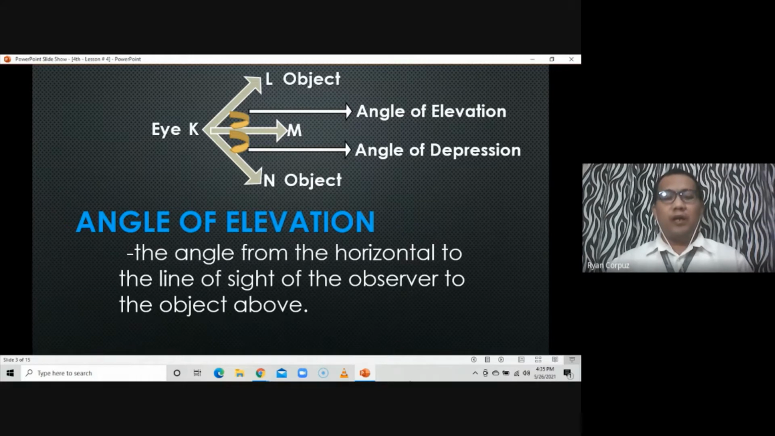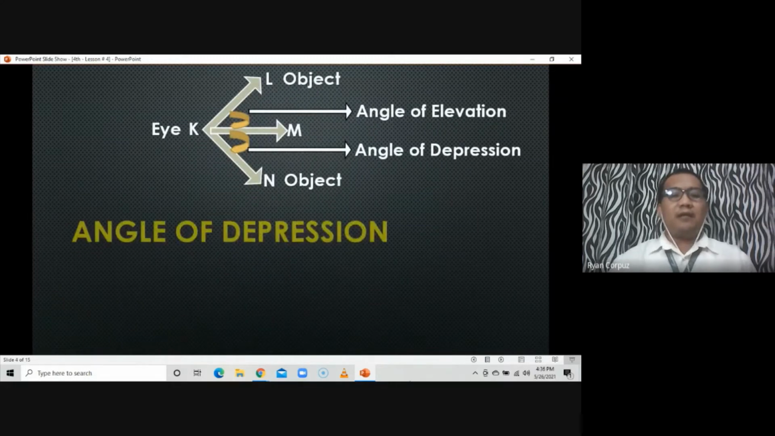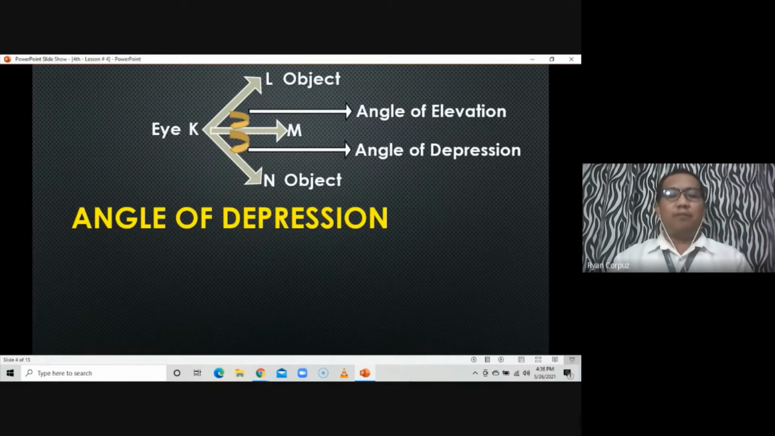Pero, usually, we can form angle of elevation when the observer is below. So, nasa baba yung observer natin. So, when you are going to look for an object above you, you can form the angle of elevation with the help of the horizontal. So, aside from angle of elevation, i-define naman natin this time yung angle of depression.